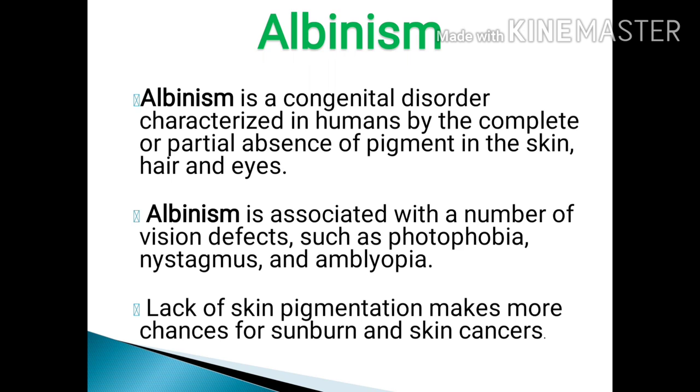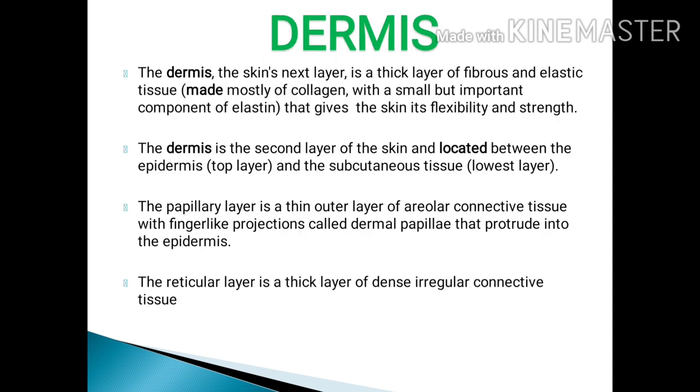Now, talking about albinism. Albinism is a congenital disorder characterized in humans by the complete or partial absence of pigment in the skin, hair, and even the eyes. Albinism is associated with a number of vision defects and deficiencies, such as photophobia. Lack of skin pigment gives more chances of sunburn, skin cancer, and others. These symptoms are mostly found in old and aged people.